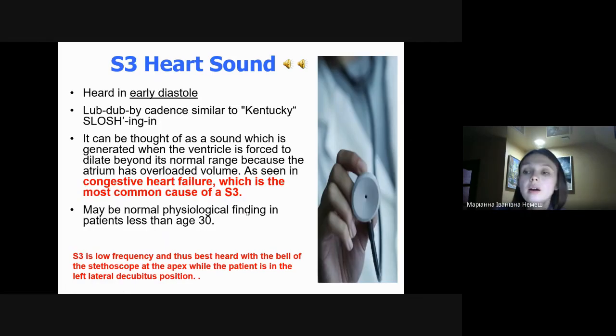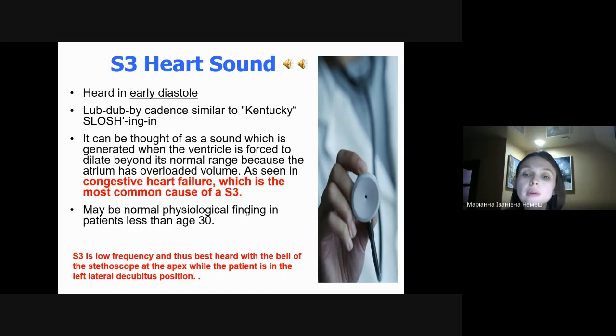Okay. The next sound which appears after the second one will be the third heart sound. It's heard in the early diastole. It's mainly caused by the rapid filling of the ventricles by blood. It will sound like lub-dub-da. It can be a sound which is generated when the ventricle is dilated beyond its normal range because the atrium has overload volume, as seen in congestive heart failure, which is the most common cause of the third heart sound.